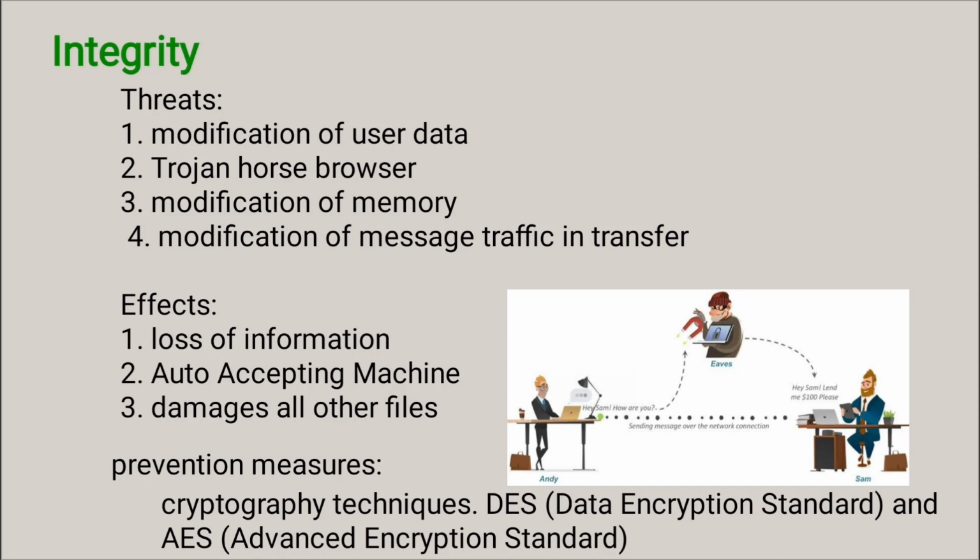Threats that occur in integrity are modification of user data, Trojan horse browsing, modification of memory, and modification of message traffic in transit. Effects are loss of information, auto accepting machine, and damage to all other files. Prevention measures are cryptographic techniques, DES and AES. DES means Data Encryption Standard and AES is Advanced Encryption Standard. These are the algorithms used to prevent integrity attacks.